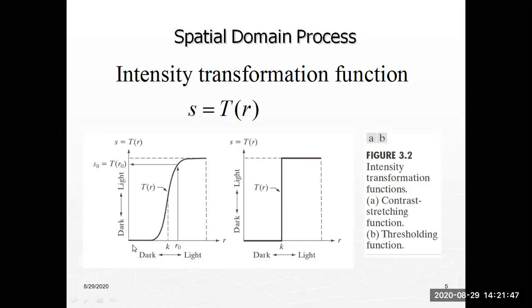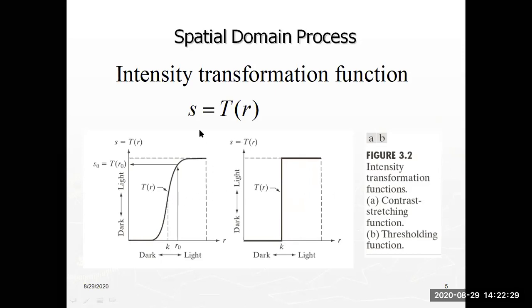Similarly, here there is dark and light, but if you observe clearly, it does not suddenly go from dark to light. Slowly, gradually it increases towards light. So here there is a small deviation from K to R naught. But here there is a sharp transition from dark to light. This type of transformation function is called a thresholding transformation function, but this type is called stretching, that means a contrast stretching function. Of course, both are intensity transformation functions.